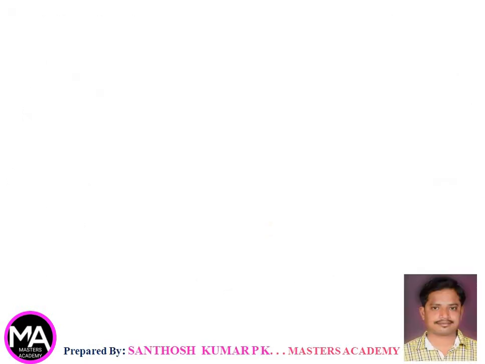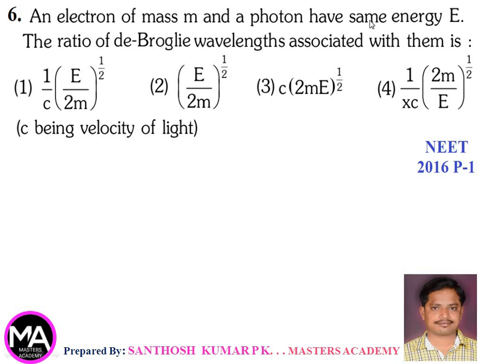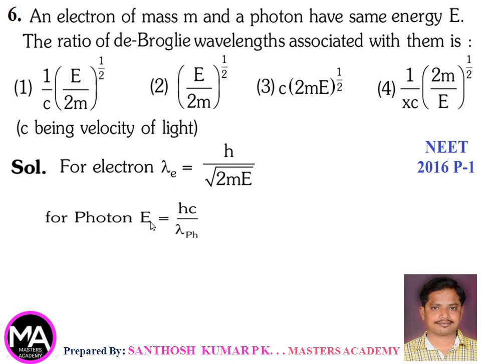Next problem. An electron of mass m and a photon have same energy. The ratio of de Broglie wavelengths associated with them is, where c is the velocity of light. Solution. You know that for an electron, the equation is lambda e is equal to h divided by square root of 2m into E. For a photon, E is equal to hc by lambda, where lambda ph is the wavelength of photon. So now, lambda ph is equal to hc divided by E.